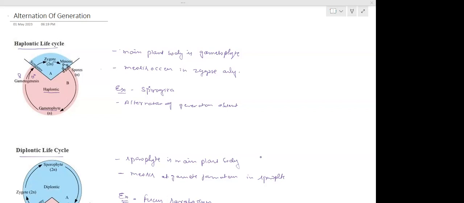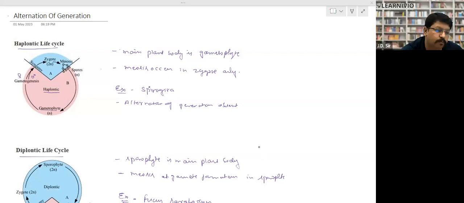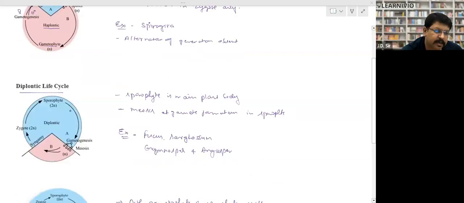Yes, sir. Okay. Now come to the diplontic life cycle. In the diplontic life cycle, you can see the main plant is sporophyte. Gametophyte is not present, and sporophyte is always a diploid plant body, right? You can see here a diploid plant is present. The sporophyte will make gametes, right? So meiosis will take place during the spore formation. It will form a spore, right?